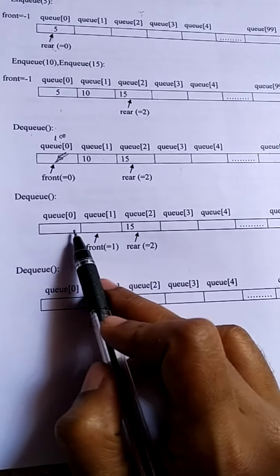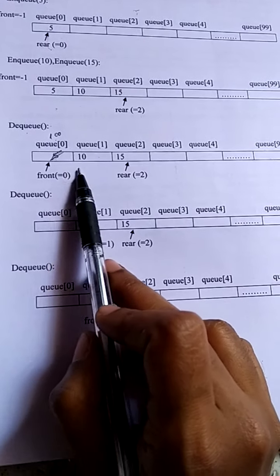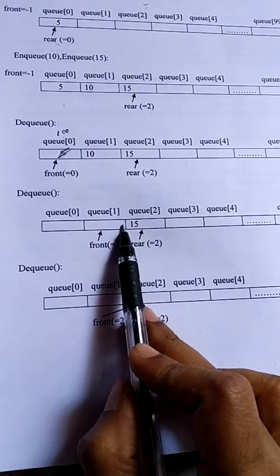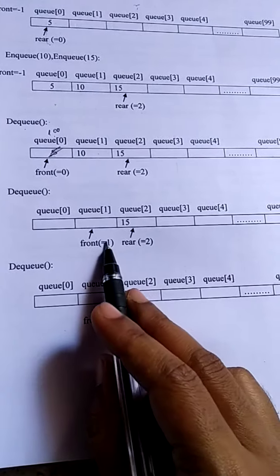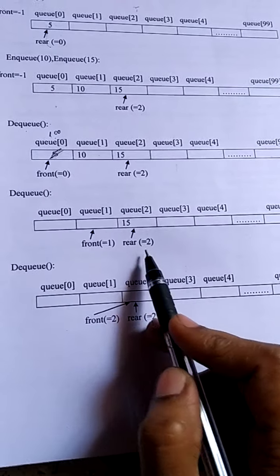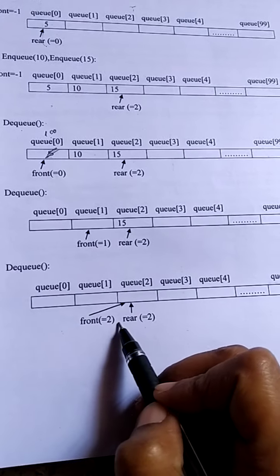removed. Removing means I just increment the front pointer. So front will not be 0, it will be plus 1, that is front equal to 1. Now again I am DQing, so the last inserted item 15 will be deleted at the last. So the front value will just be incremented. The rear will be the same. The rear will be 2. There won't be any change. The front will be incremented. So front is 2. Okay.